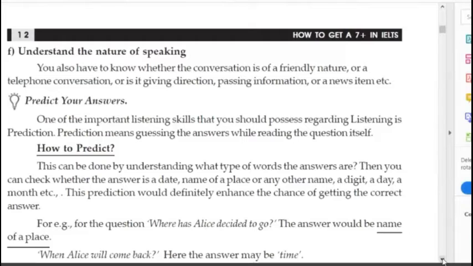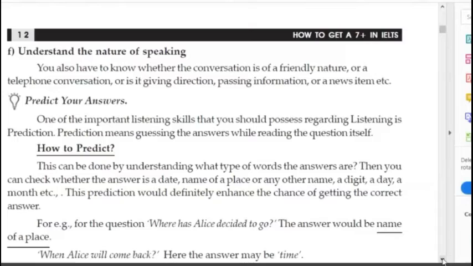Here, when you get the question, you take a listening question booklet and go to the question, and try to predict the answers. When I say predict the answers, what do I mean by that? You can check whether the answer is a date, name of a place, or any other name, a digit, a day, a month, etc. And this prediction would definitely enhance the chance of getting the correct answer. That is, you read the question and you haven't recorded anything, you haven't listened to any conversation, but you have the question and you try to predict the answers.